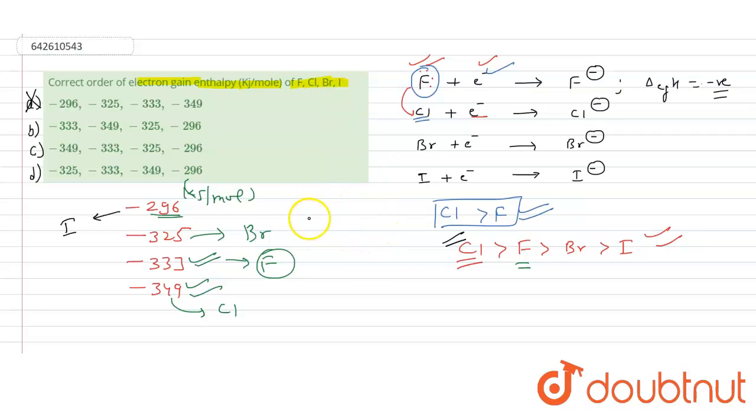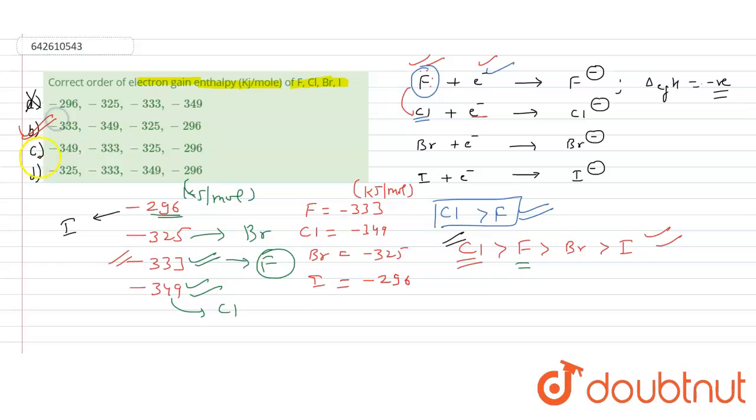Fluorine has an energy of minus 333, and chlorine has minus 349. All energies are in kilojoule per mole. After this, bromine is minus 325, and iodine is minus 296 kilojoule per mole. So this seems to be the right answer. This belongs to fluorine, this to chlorine, this is bromine, and this belongs to iodine, which has the least electron gain enthalpy.